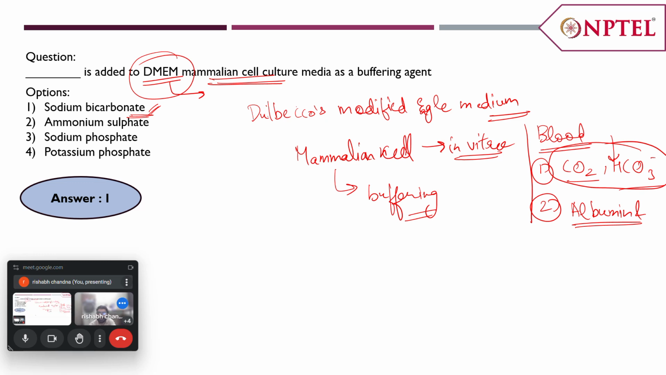So yes, in this case we use sodium bicarbonate, and also while culturing the mammalian cells, a certain amount of CO2 is supplied to them, because our body cells are also growing in a CO2 rich environment. Okay, so nearly 5% CO2 is pumped so that the cells can grow easily.